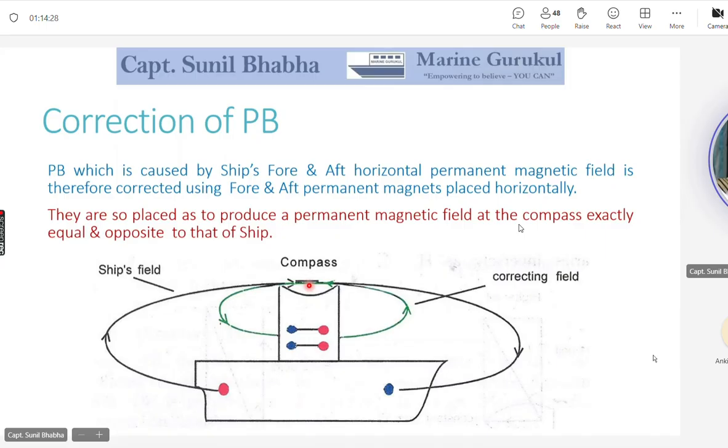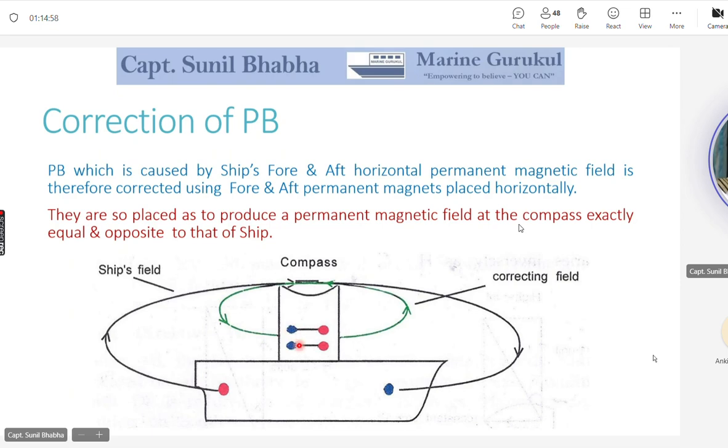We use fore and aft permanent magnets. We place them in the binnacle just below the compass and we place them in such a way that their poles are opposite to the poles of the ship. So we had the blue pole at the bow. When we place these correctors, we place the blue pole towards the stern. You see, we have the red pole of the corrector magnet towards the bow.